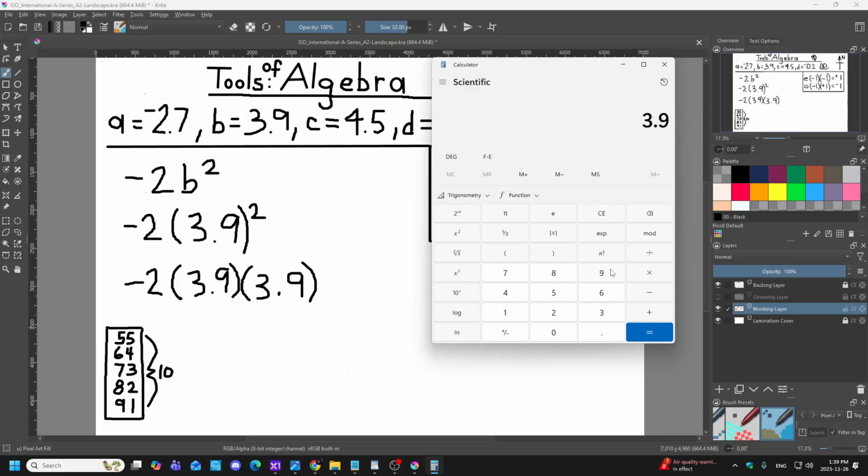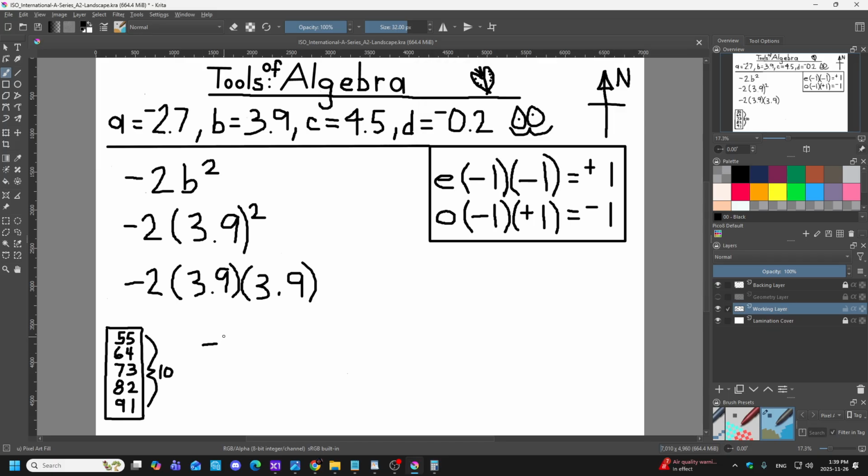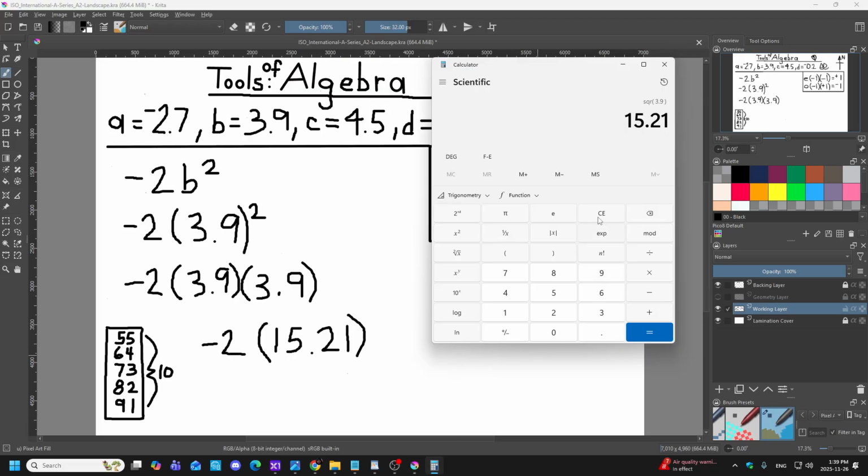3.9. Do I have a squared? There it is, 15.21. So I have negative 2, 15.21, right? And that's going to be multiplied by negative 2. That didn't seem to work. Cancel. It's easier with the actual calculator.